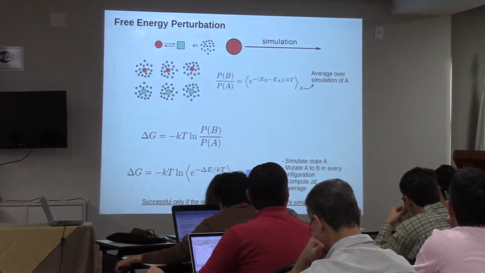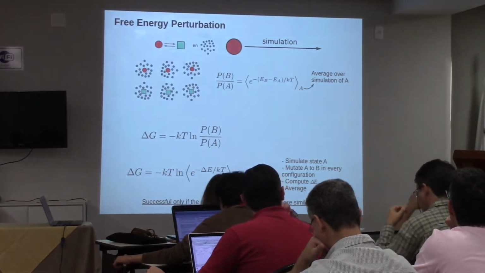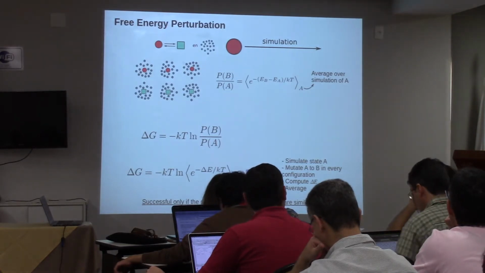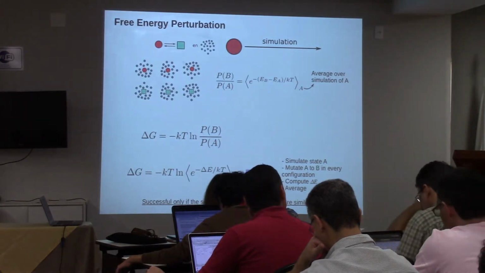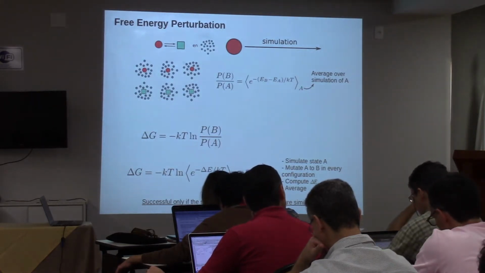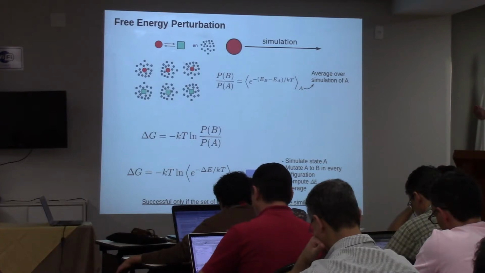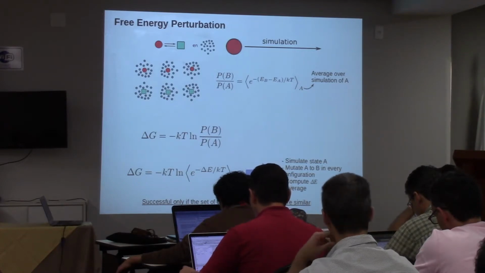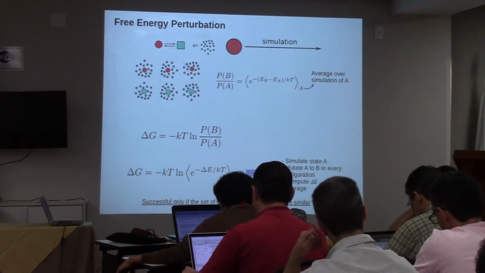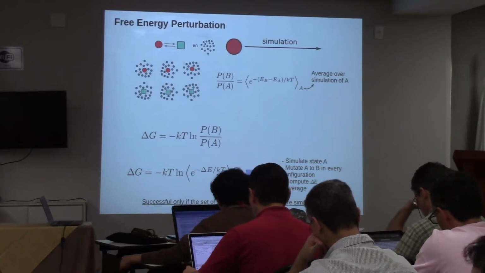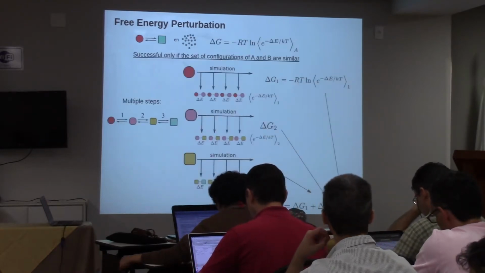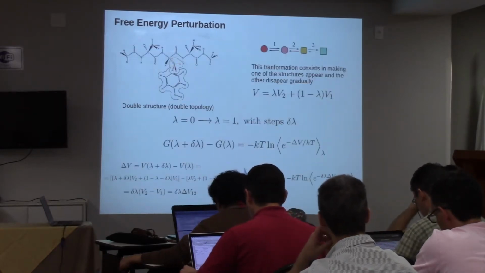So you can do these calculations in both directions, and actually one does that in order to validate the quality of the calculation we are performing, because the results must be the same.